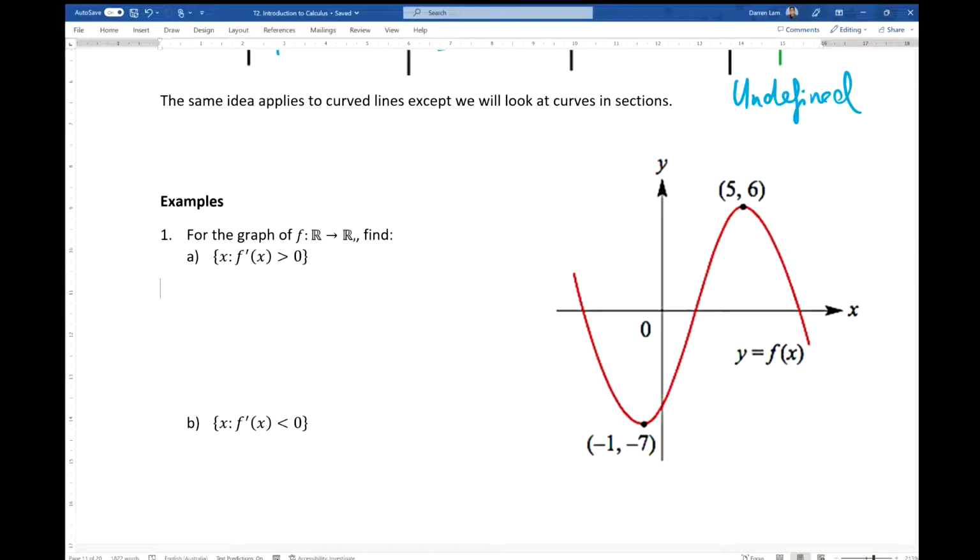So, positive gradient, of course, is going to be the middle, so I'm going to go from -1, so x is an element of -1 to, and I'm going to say the value here, that's 5. Why is that incorrect?